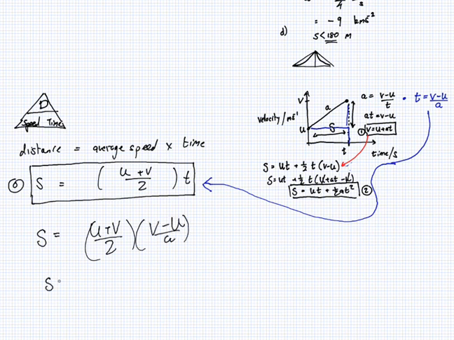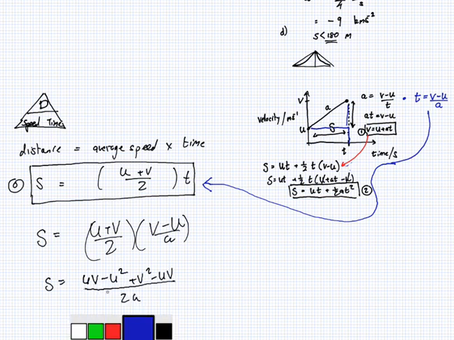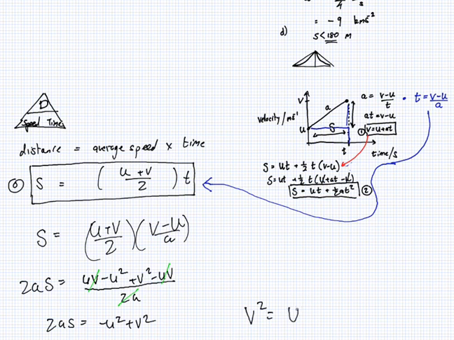So you get S equals UV minus U squared plus V squared minus UV all over 2A, and that's nice because that UV and that UV cancels, and I can bring the 2A up here to make it 2AS. So I get 2AS equals minus U squared plus V squared, or if you want to rewrite it, V squared equals U squared plus 2AS. Okay.